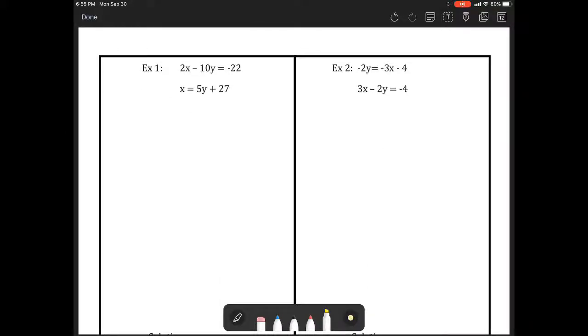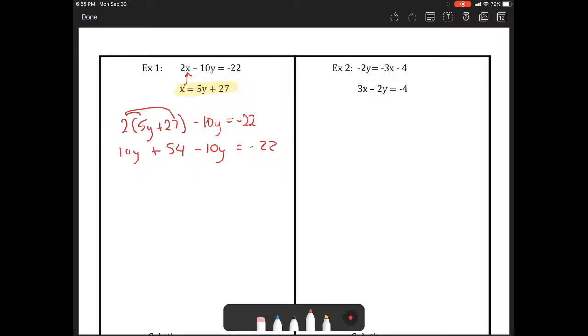So then I have my third example, guys. For this one, you notice again it's rather easy because it already has your x simplified for you. So all I'm going to do is plug that x into the x of the other equation. So that gets me 2 times 5y plus 27 minus 10y equals negative 22. Now I've got to simplify and solve. So I'm going to distribute my 2 in. That's going to give me 10y plus 54 minus 10y equals negative 22.